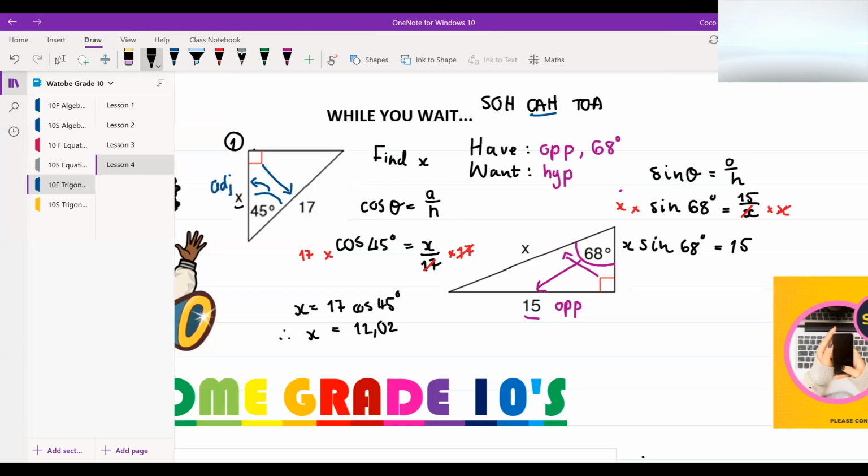And then if I want x on its own, what am I going to do? Divide both sides by sine. Good. So sine of 68 degrees divided by sine 68 degrees cancel, cancel. So we then have to put into our calculator x is equal to 15 divided by sine of 68. And Kehoratile and Zudine already have the answer for us. What's the answer, Funzo?